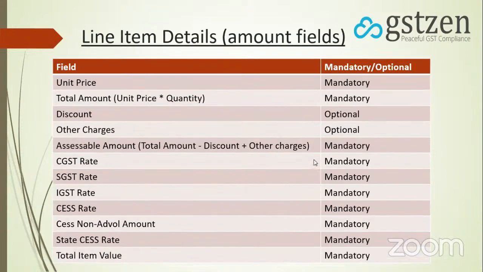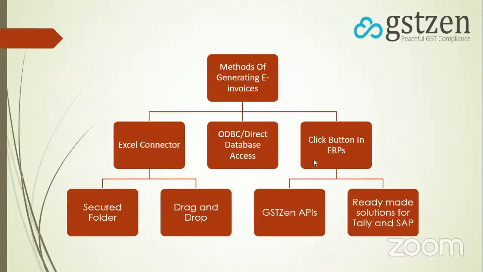So we can skip through these. This is more detailed. Now going on to the options that GST Zen is providing. We provide Excel connector, direct database access, as well as click button solutions in IRP. So in Excel, you can use our standard format, or we can integrate your custom Excel to our software. Plus, we provide direct integration with the database. We provide GST Zen APIs for developers who want to integrate their software directly themselves. And we have ready-made solutions for Tally and SAP.